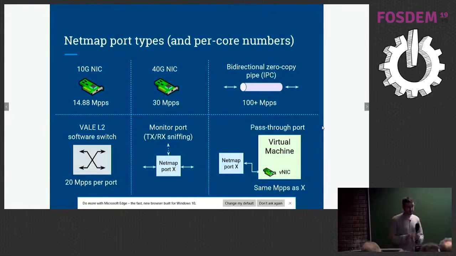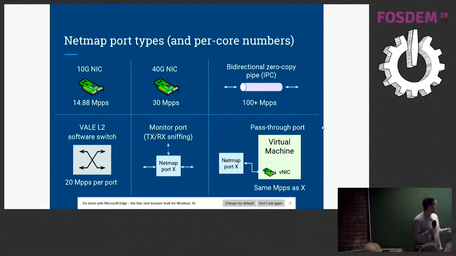So far, I've talked about NICs, so hardware. But actually, Netmap supports many kinds of virtual ports. And virtual ports are important because they can be used to implement very fast local IPC communication. So, for instance, we have zero-copy pipes. The idea is very similar to Unix pipes. So you have 2 ends, and you can let 2 processes communicate through the pipe.